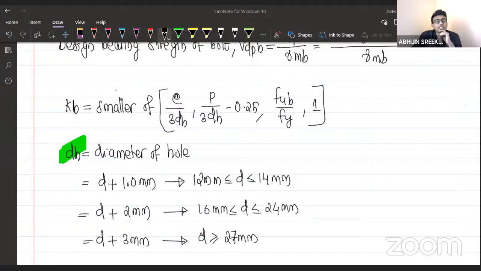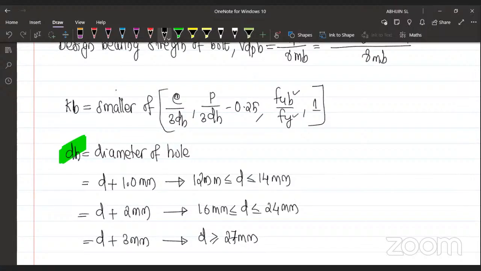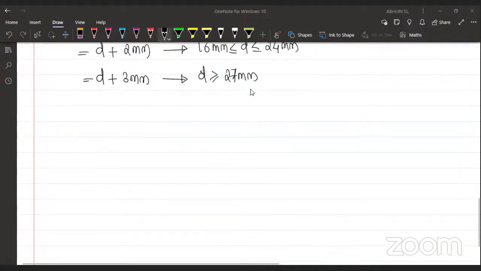And how do we calculate the FUB value and FY value? We know this, right? How will we be representing the bolt? Bolts are usually represented somewhat like this, M D by L. When you are given something like this, suppose M16 divided by 70, what is the meaning of it?